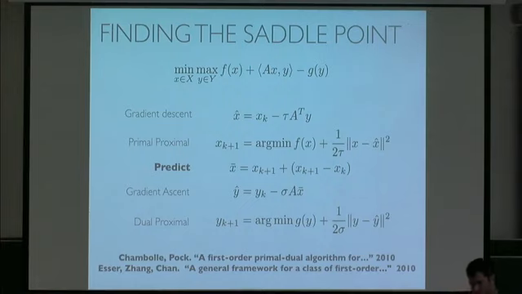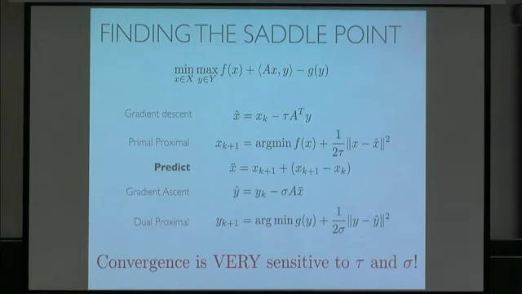These methods are known to be very stable. They're really effective for a wide range of problems in image processing. But one of the difficulties with these methods is that the convergence tends to be very sensitive to the step size parameters. You have tau, which is your step size parameter for the x update, that's your primal update. I have sigma, which is my step size parameter for the y update, which I'll call the dual update. And convergence is generally very sensitive to these parameters.